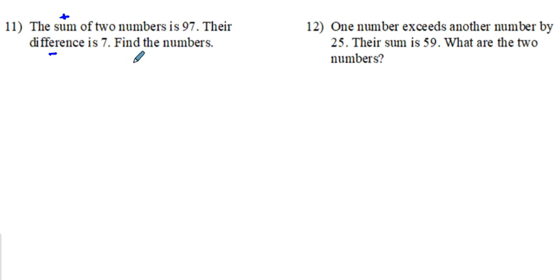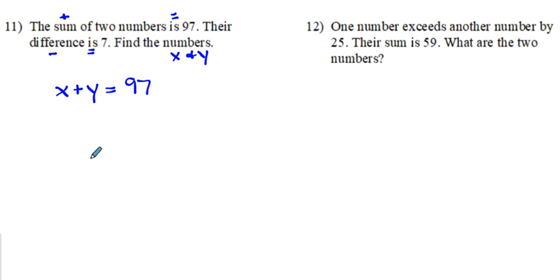Find the numbers. Okay? If I don't know something, it's a variable. So I'm going to call those numbers x and y. It says the sum of two numbers is 97. "Is" should key you into an equal sign. So the sum, x plus y, is 97. Okay? So we write an equation.